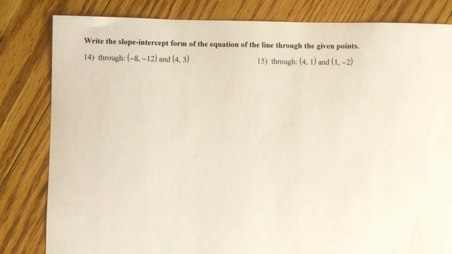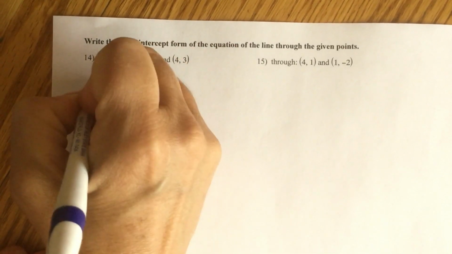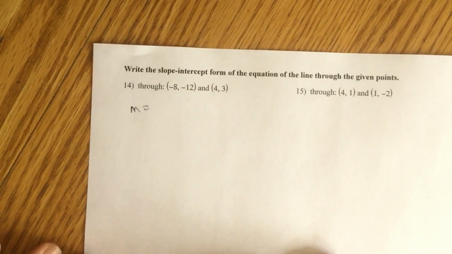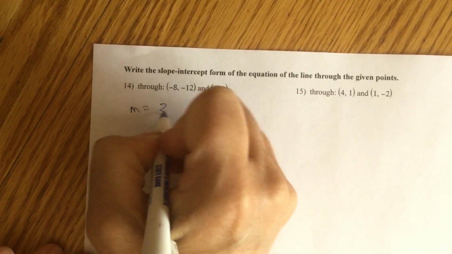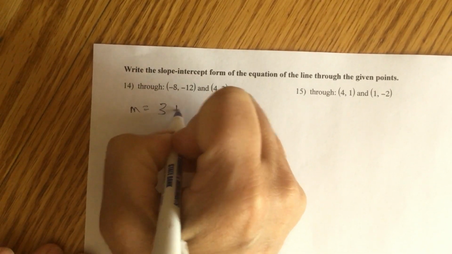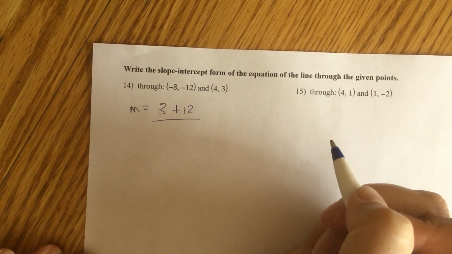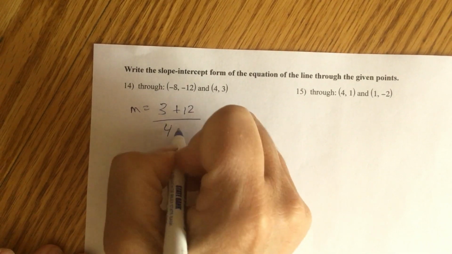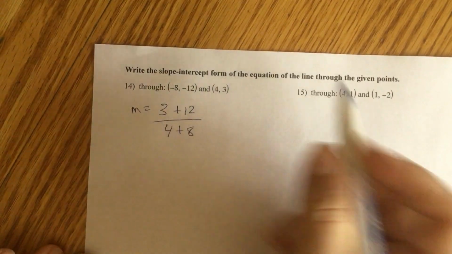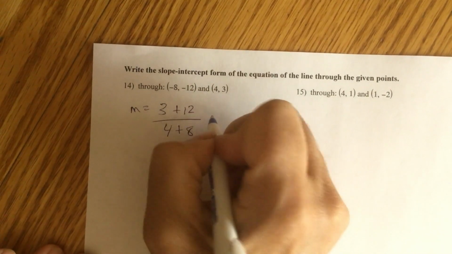Okay, I like to think of this as part 2 of writing equations. When you're given 2 points, you need to find the slope between them first. So we're going to use the formula m is equal to y2 minus y1, so plus 12, 3 minus a negative 12, over 4 minus a negative 8. I know that minus a negative 8 is going to be plus 8.